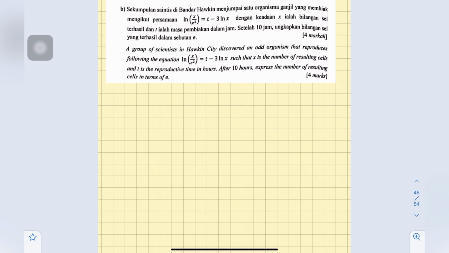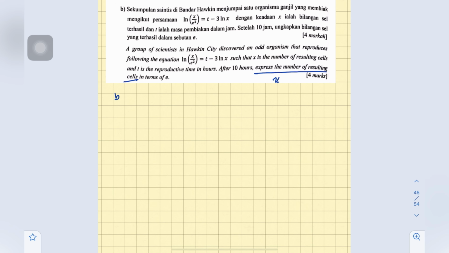15b. A group of scientists in Hawking City discovered an organism that reproduces using the following equation: ln of x over e squared equals t minus 3 ln x, such that x is the number of resulting cells and t is the reproductive time in hours. After 10 hours, express the number of resulting cells in terms of e. It wants us to express the number of resulting cells, which is x.